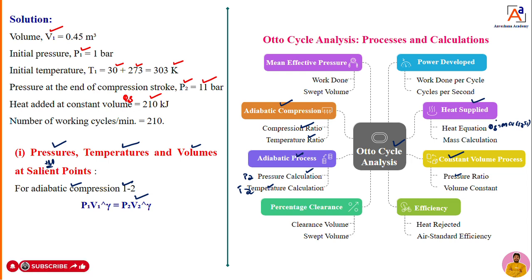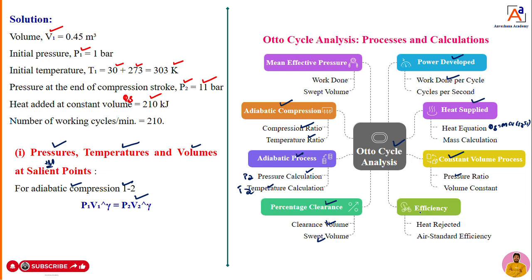Once heat is supplied, power is generated inside the cylinder, that means power developed. With the help of the work done equation, I can calculate the power developed. When the piston moves from BDC to TDC, we get a clearance volume and a total volume. With the help of the clearance volume and the total volume, I can calculate the percentage of clearance.